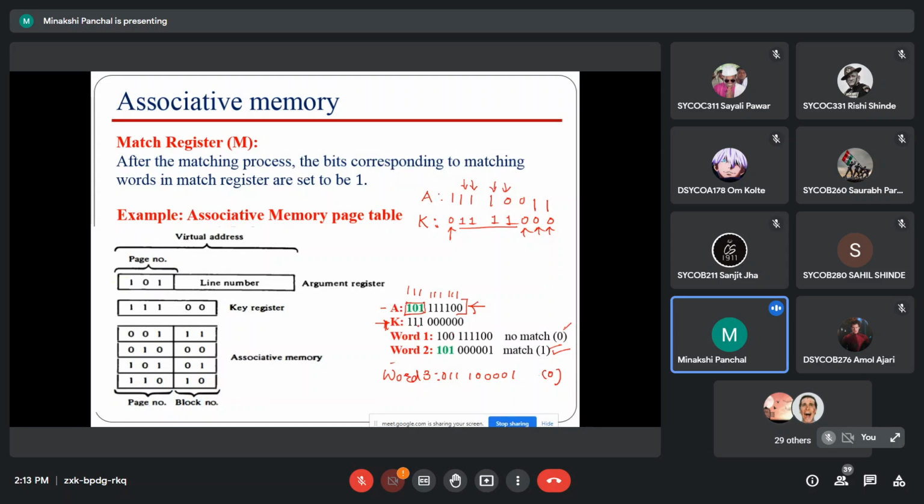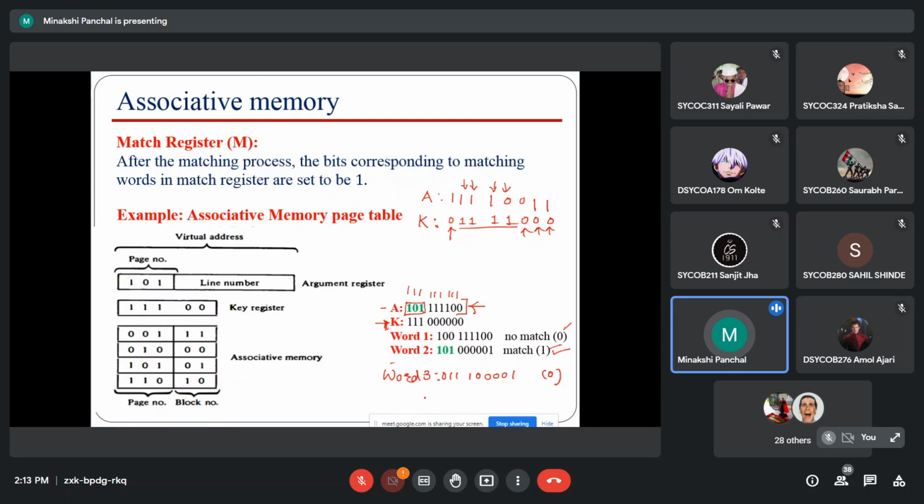Why 0? Because see, if 111 is written here, strictly I want 101. It doesn't matter whatever the number is here. But if I am writing this third word, it gives me 011. It gives me 0, 1, 1, which is not saved in this associative memory. So that's why it gives me the output as 0.